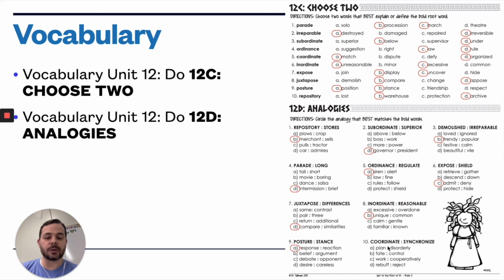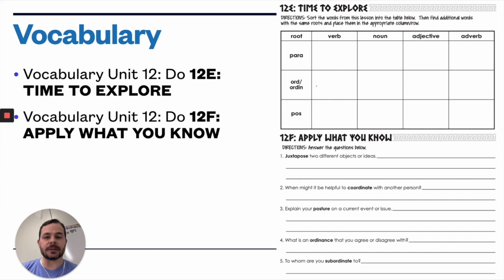And number 10, coordinate is to synchronize as rebuff is to reject. All right, so hopefully you did well on those. Go ahead and do E and F today, making sure that you use more than just the 10 words given. You will not get full credit if you only have 10 words here. So just letting you know that right off the bat. And then 12F, apply what you know. Make sure you answer the 5 questions below.